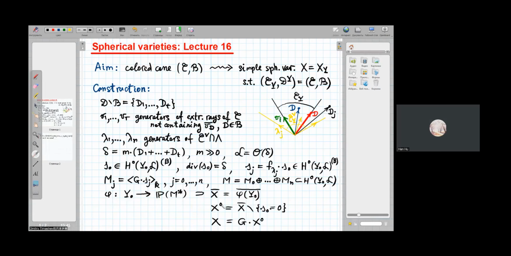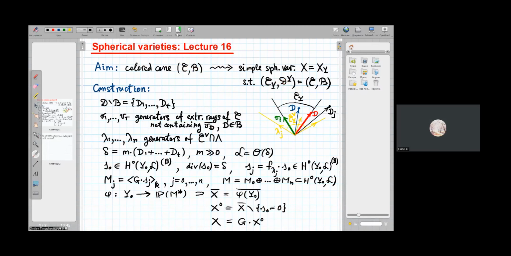By X upper naught, we denote an affine open subvariety in X bar obtained by removing this hyperplane section. And finally, by X, we denote the G-span of this affine B-stable open subset X upper naught. So this X will be our X. We shall prove that this X will indeed be the simple spherical variety such that its colored cone coincides with the initial one.